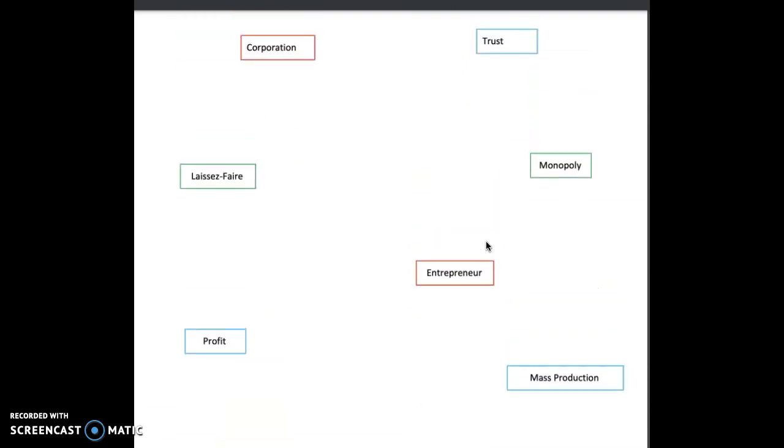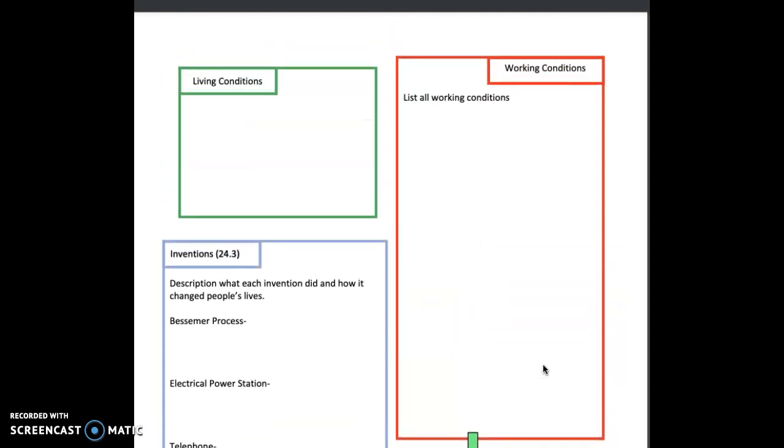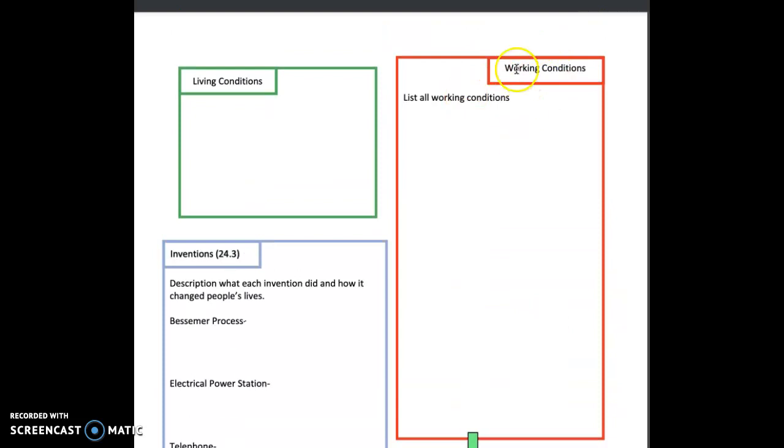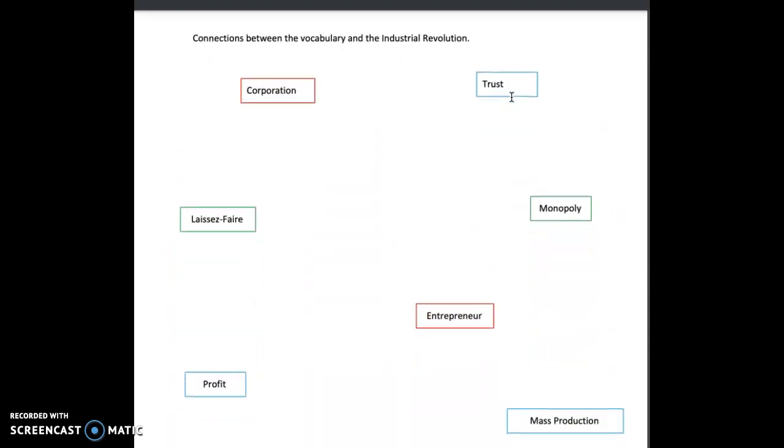First thing I'm going to say is I'm going to have you cross off this inventions piece because we've already covered inventions quite in length. And today we're going to focus on big business and working conditions, which are right up here in the red is the working conditions, and the business stuff is actually going to go underneath your vocabulary word because you're actually going to read about corporations and trusts and monopolies, and as you learn about them, you're going to write in information you learn about them under each one of these.